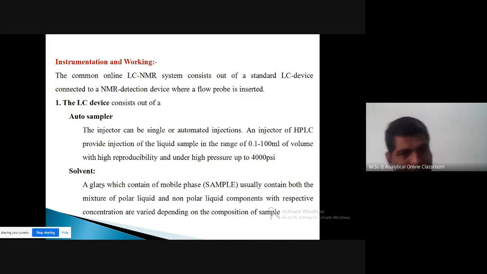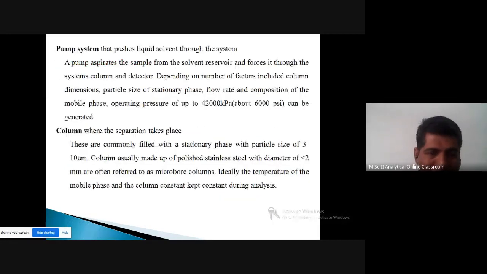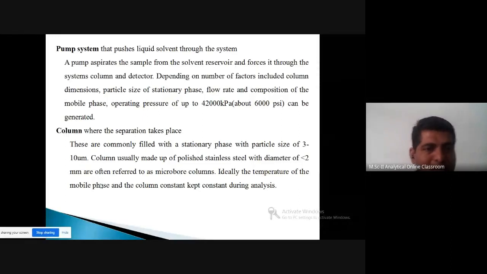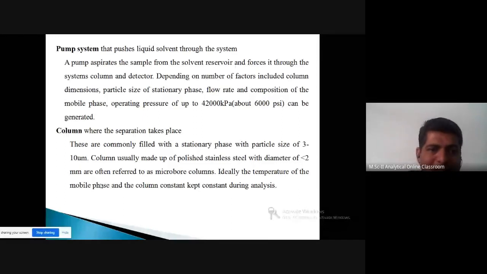We can use this type of liquid or solvent for the HPLC as a mobile phase. Okay, then you have to talk about the pump system. What is the role of the pump? It only takes the sample from the solvent reservoir and passes it through the system.